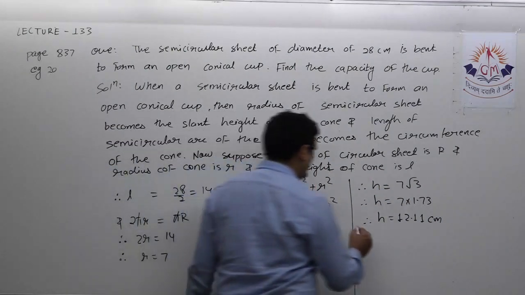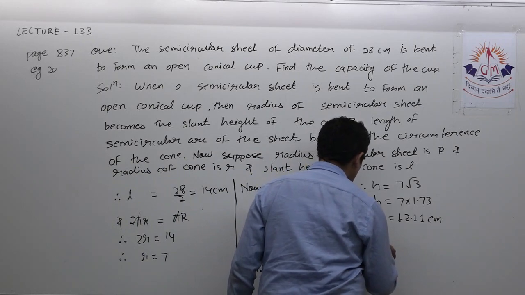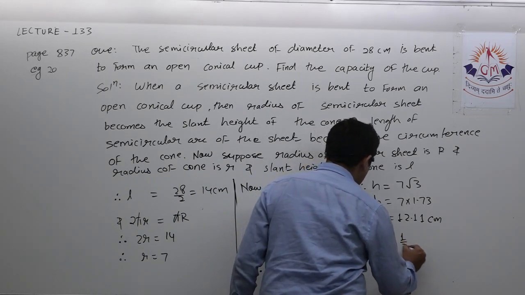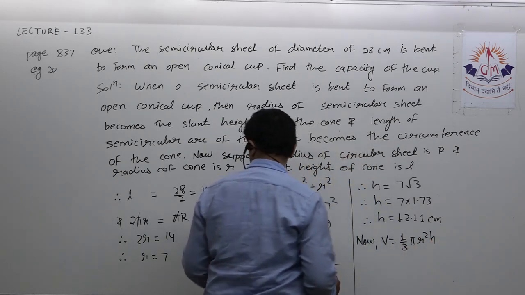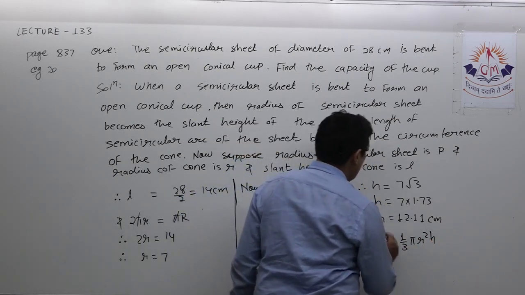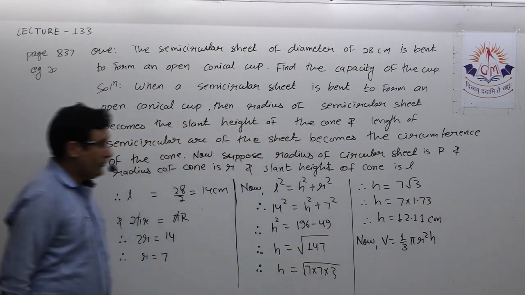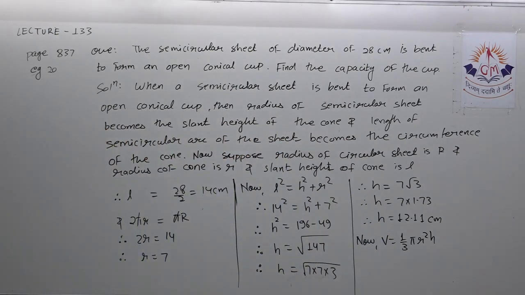Now finally we will find the volume. Now volume is equal to 1 by 3 pi r square h. Here r is 7. So note it down up to this point, then I will give you the remaining solution of this question.